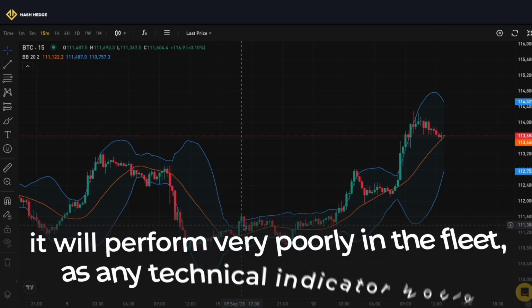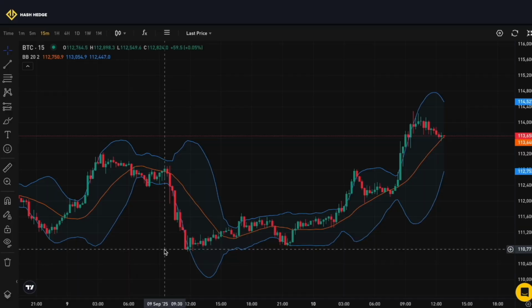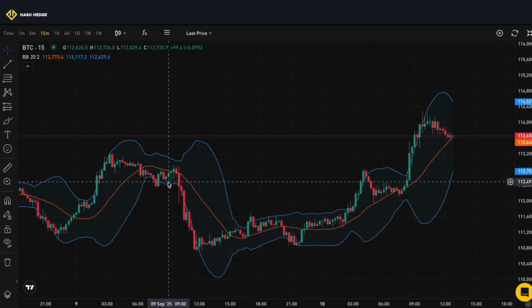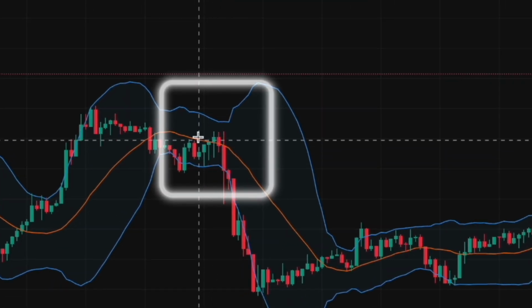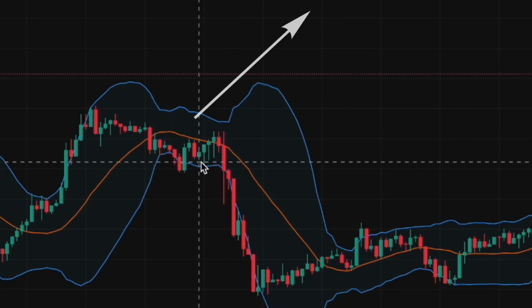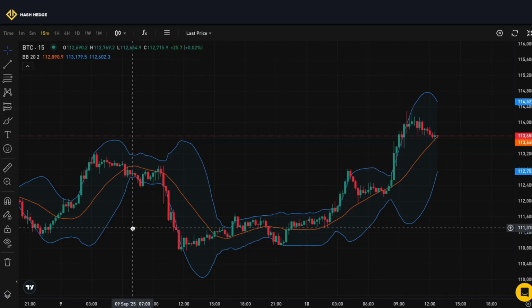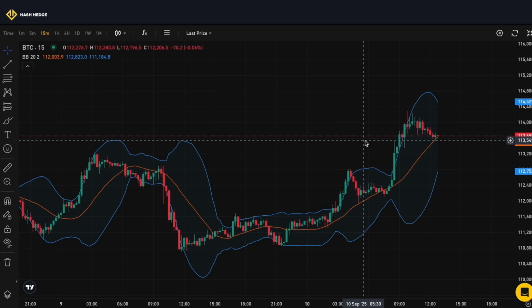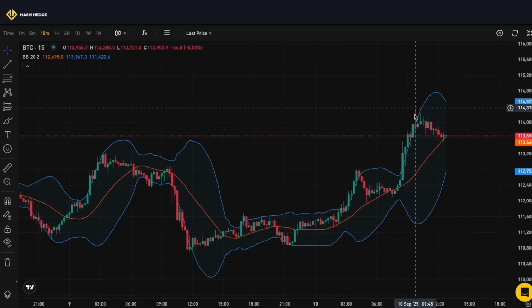For one thing, it will perform very poorly in a flat market, as any technical indicator would. Secondly, when you focus only on the breakout of the moving average, then any correction, such as this one, will be misleading. Here, according to all the rules of moving average trading, we should have opened an up trade, because we have a breakout from the bottom upwards. But as you can see, the chart reversed and went down. And the Bollinger channel is a much more versatile and much more effective tool in this regard.